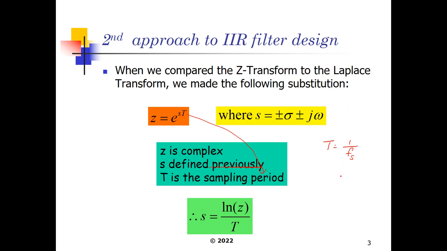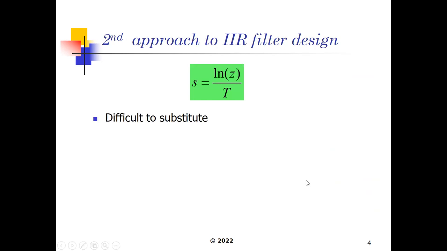If I were to give you something like H(s) is equal to 1 over s plus 1, just as simple as that, if I try to substitute that for Z, I'm going to have a natural log Z here over T, right? How do I get this now in the form of H(z)? So all of the relationship mathematically is working. The practicality of doing it is really very small. Okay, so this is difficult to substitute.